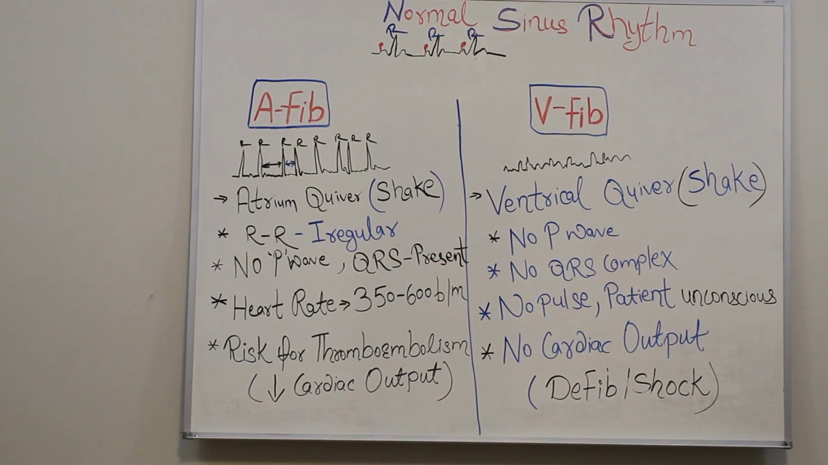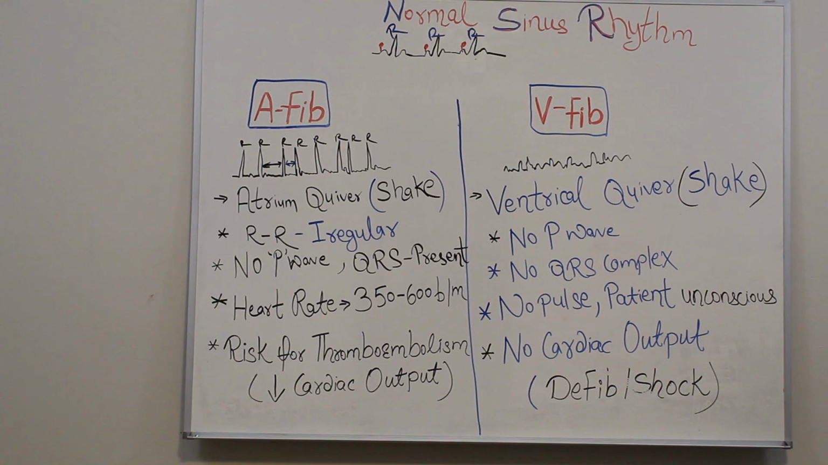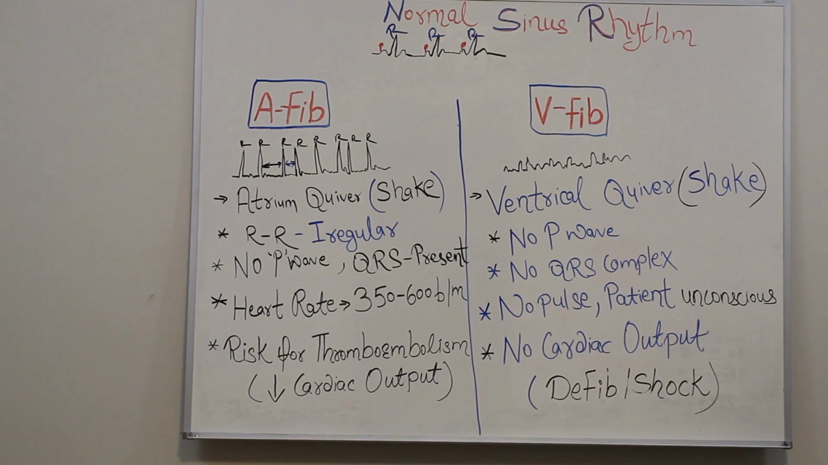Since the atrium of the heart is not contracting effectively, as I said earlier, the atrium is just quivering or shaking. Due to this reason, the blood is pooling at the atrium of the heart, and there is a risk for formation of clots, or the risk for thromboembolism. And to minimize the risk, we provide anticoagulant drugs.